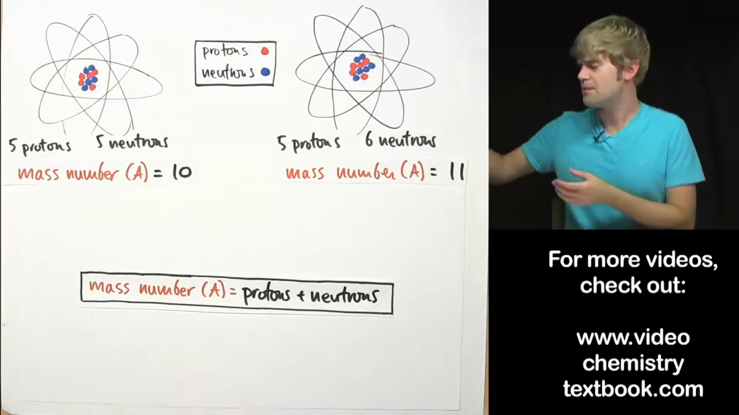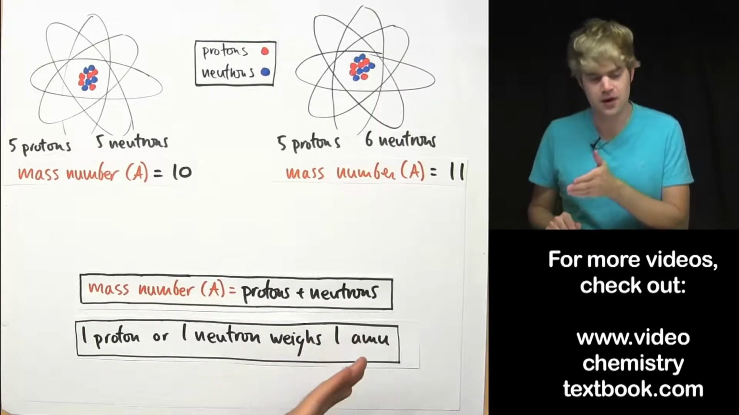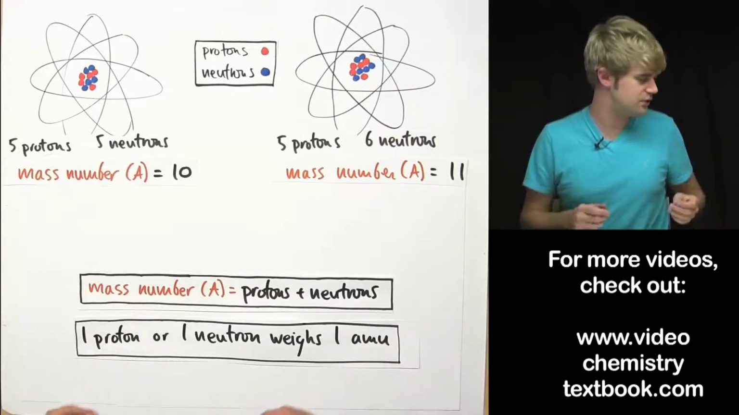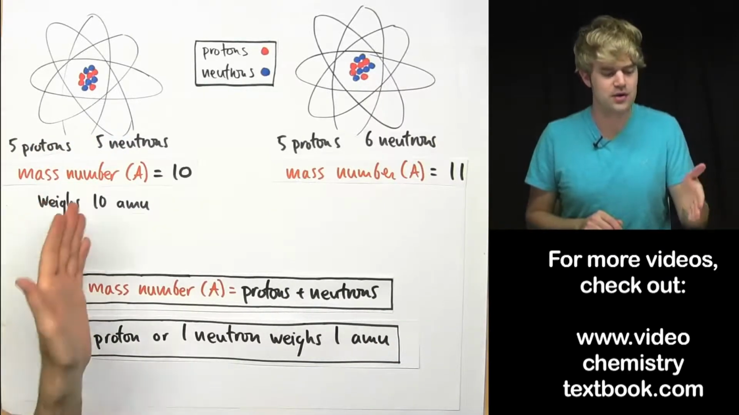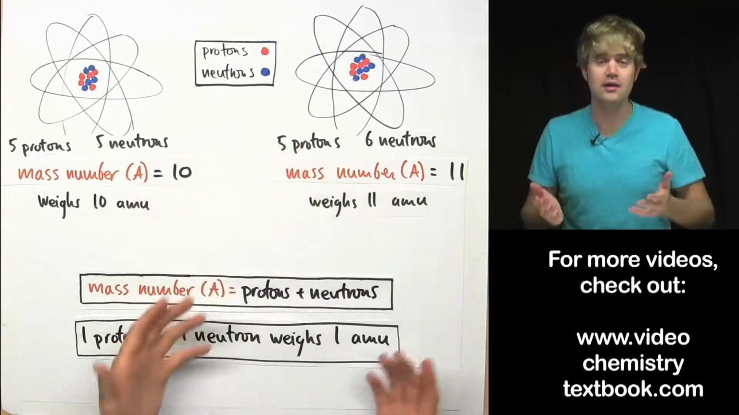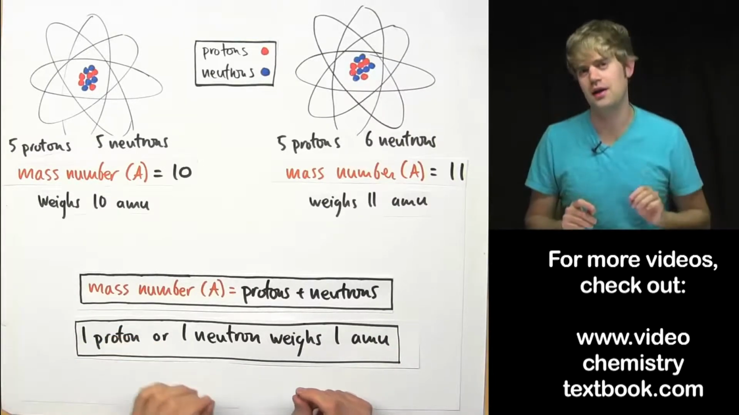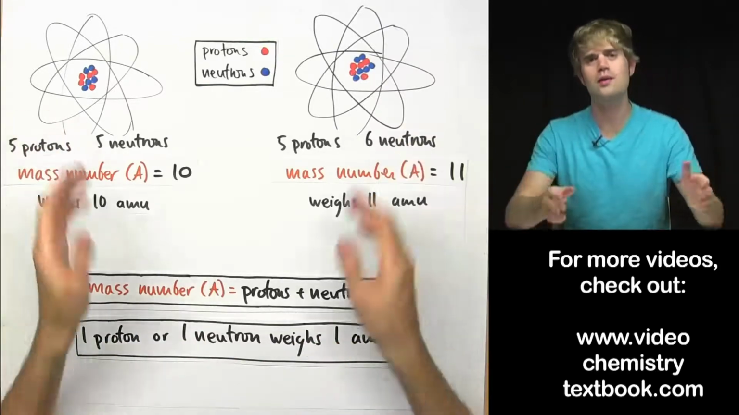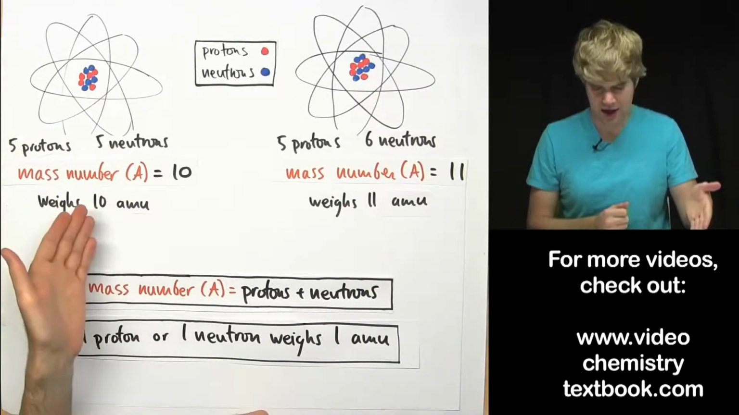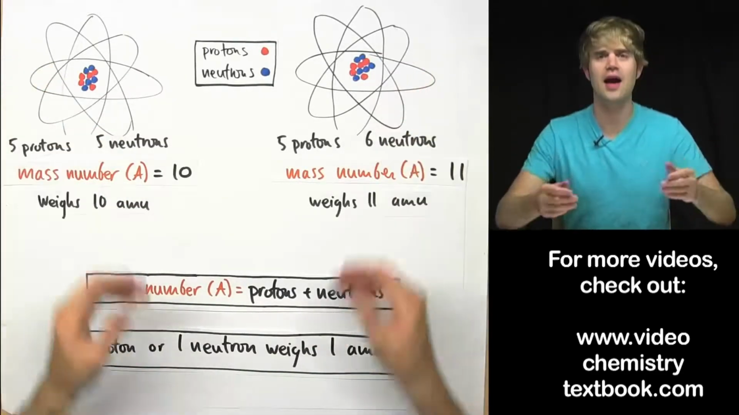You might remember, we've said before, that one proton or one neutron weighs about 1 AMU, 1 atomic mass unit. So, if you have a mass number of 10, 5 protons and 5 neutrons, your atom is going to weigh about 10 AMU. If you have a mass number of 11, that tells you that the atom here weighs about 11 AMU. These atoms both have electrons, but electrons are so tiny and they have such a small amount of mass that we don't even worry about the mass of electrons when we're weighing up how much the larger atom would weigh. So 10 AMU, 11 AMU. So that's mass number. Protons plus neutrons, and it gives you an idea of how much the atom weighs in AMU.